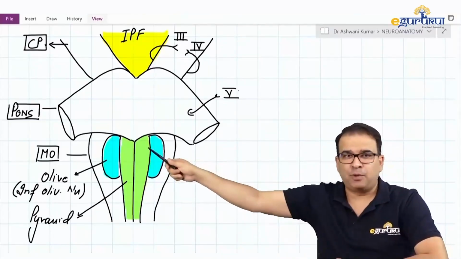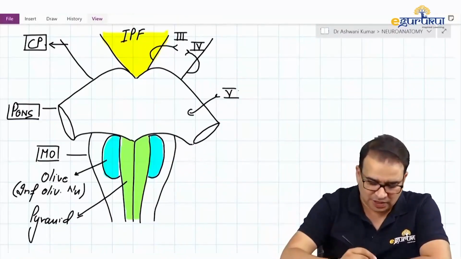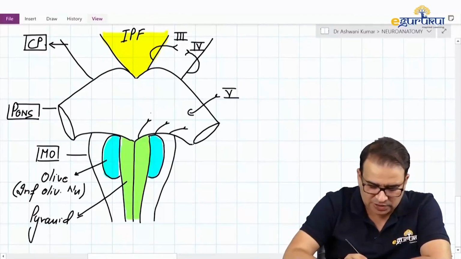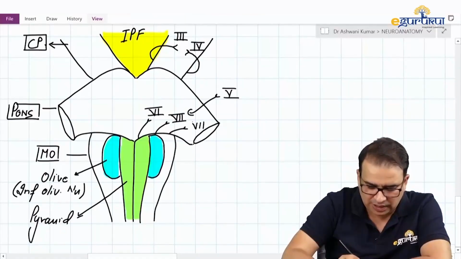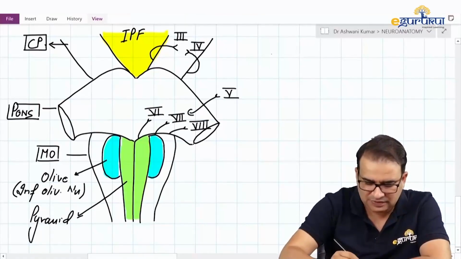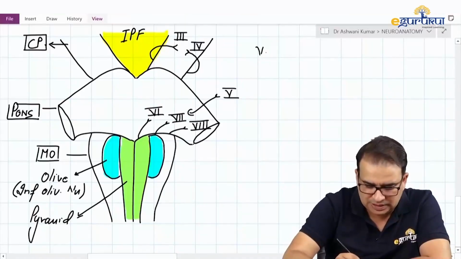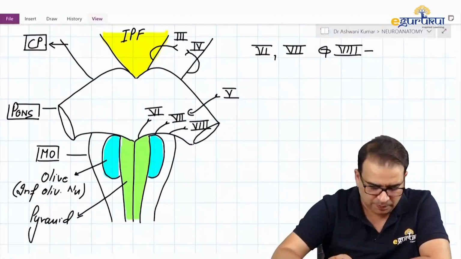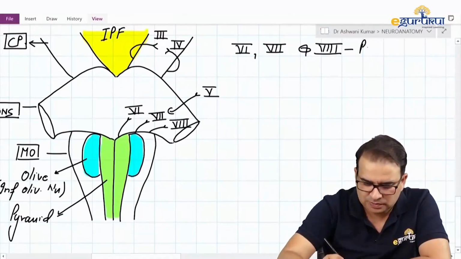Pontomedullary junction. Now that's an important point from where multiple nerves are coming out. Very close to midline, you will see the sixth nerve. Then we've got seventh nerve and eighth nerve. We are just looking at the nerves of one side only, guys. This is sixth nerve. Here's the seventh, and there we got eighth. 6, 7, and 8. So what do you see for the 6th, 7th, and 8th nerve? I can say they're all coming out from what junction? Pontomedullary junction.